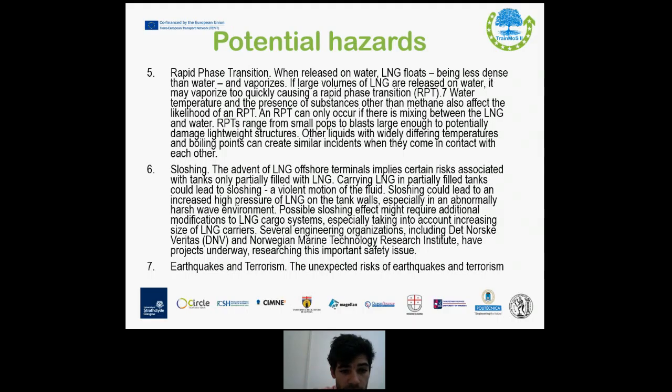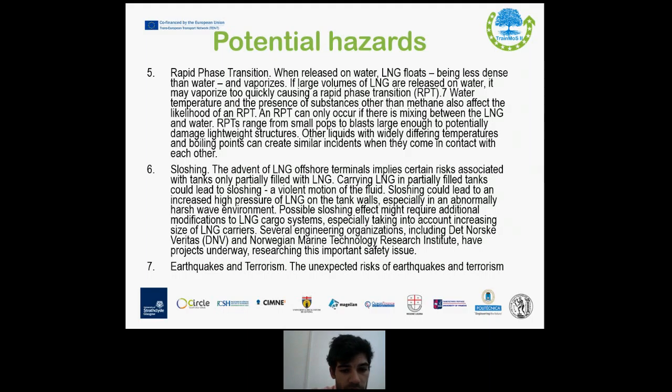Rapid phase transition ranges from small pops to blasts large enough to potentially damage lightweight structures. Other liquids with widely differing temperatures and boiling points can create similar incidents when they come in contact with each other.